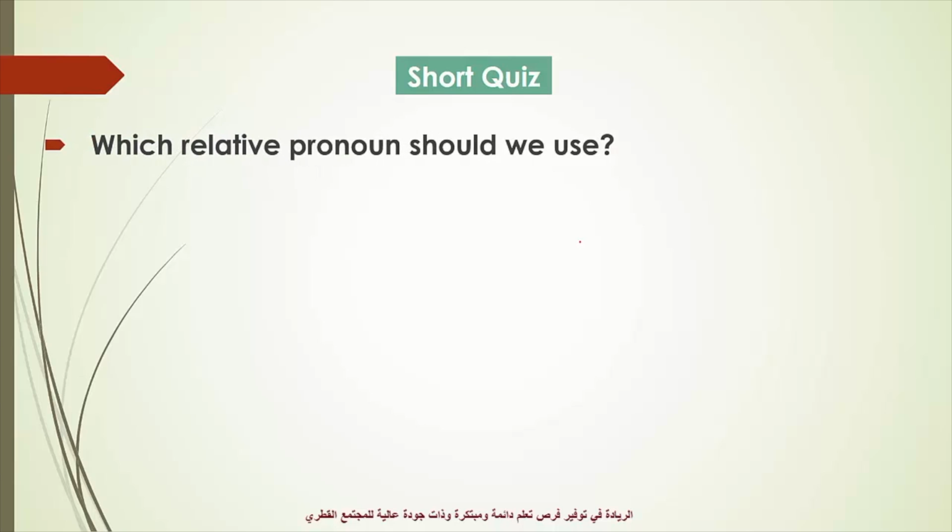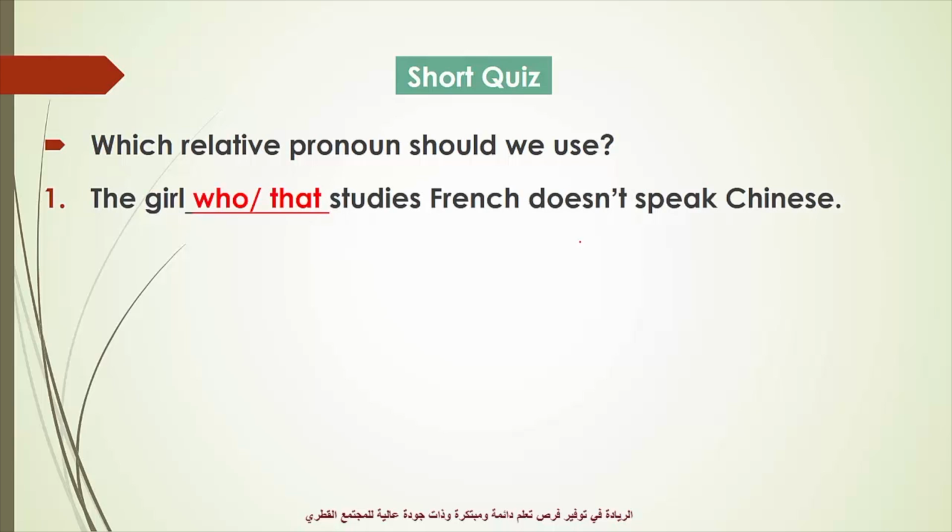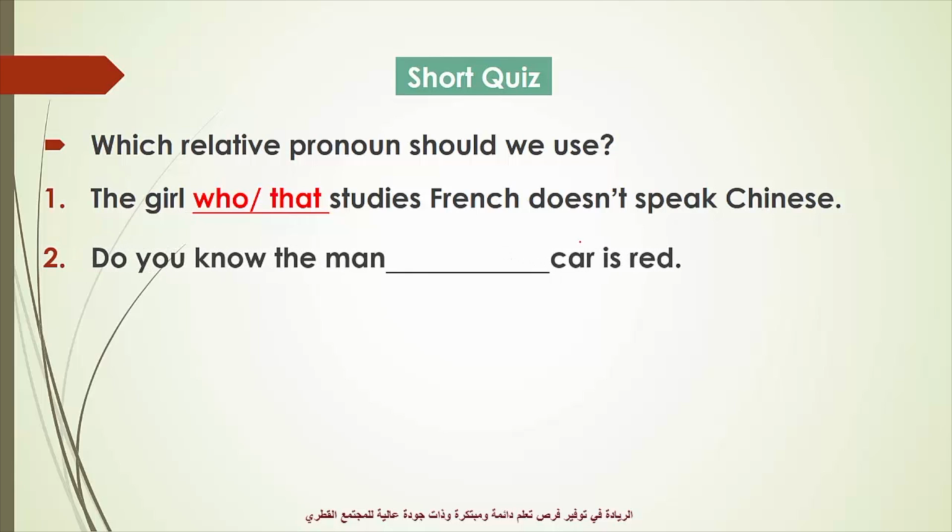Okay, after this we have a short quiz. Now look at this question. Which relative pronoun should we use? Who or that? Which or that? Whose? Okay, look at the first sentence. The girl studies French, doesn't speak Chinese. What is the suitable relative pronoun to fill in this sentence? Who or that. So we can say the girl who studies French doesn't speak Chinese, or the girl that studies French doesn't speak Chinese.